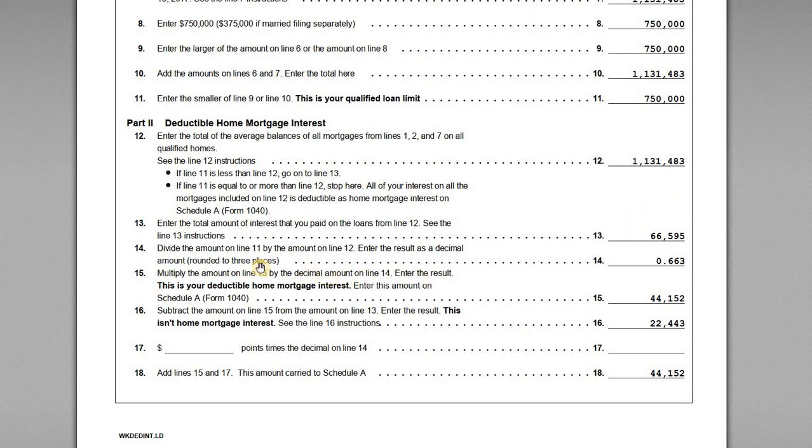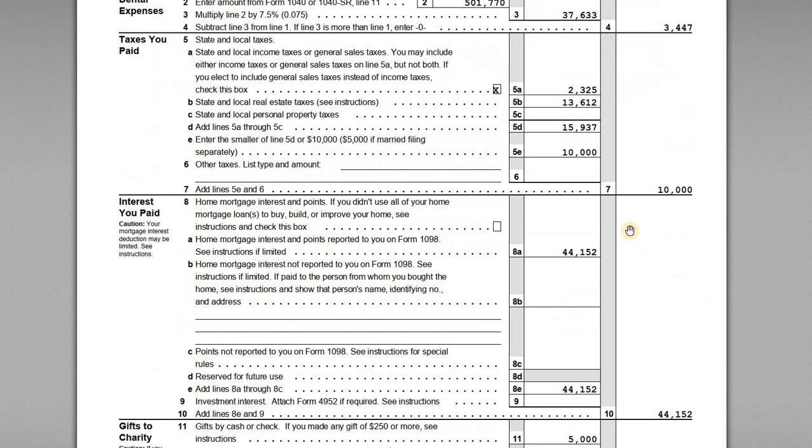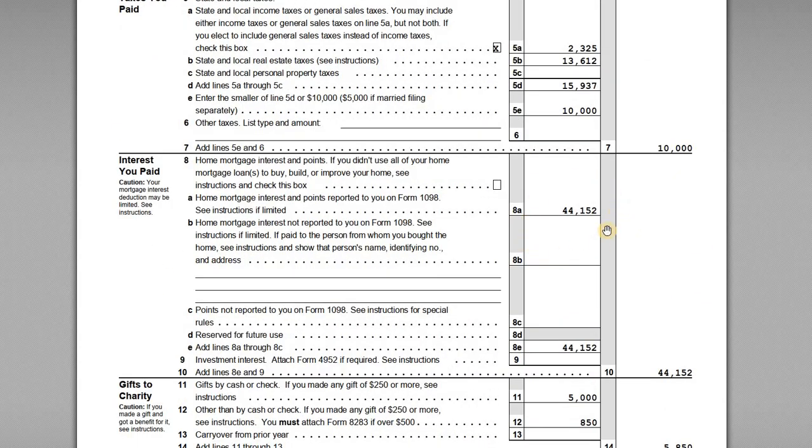$66,595. So on line 14, we divide the amount on line 11 by the amount on line 12. So we have the threshold divided by the average loan balances, and we're left with 66.3%. So we take our 66.3% times the interest that was paid, and we're left with the deductible portion of $44,152. So the $44,152 is the amount that is going to be carried over to Schedule A. And so if we jump back to Schedule A, we can see that that's the amount reported here on line 8 as deductible interest.